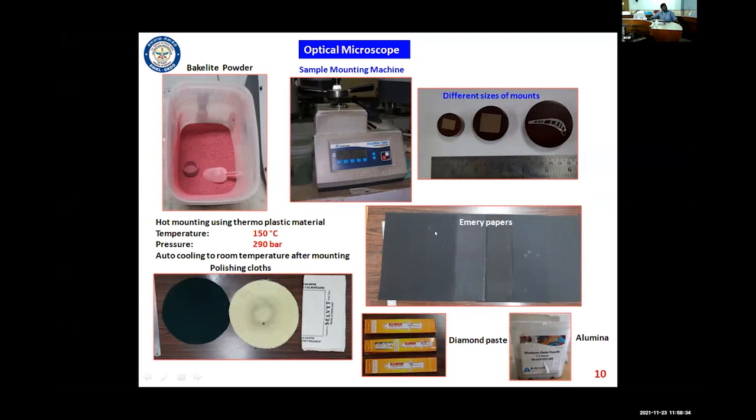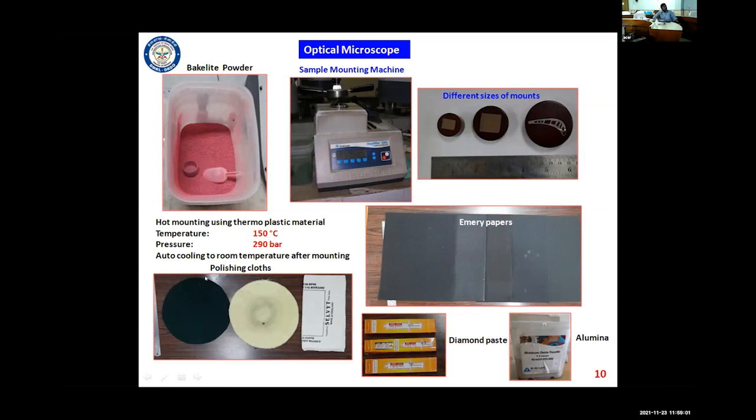After polishing on the emery papers, we polish on the cloth. On this cloth we put different grades of diamond paste, like 9 micron, 3 micron, and 0.5 micron, and polish again. This is for ferrous material. For non-ferrous materials, polishing is the same up to the emery papers, and then we use a different cloth and alumina to polish the samples.